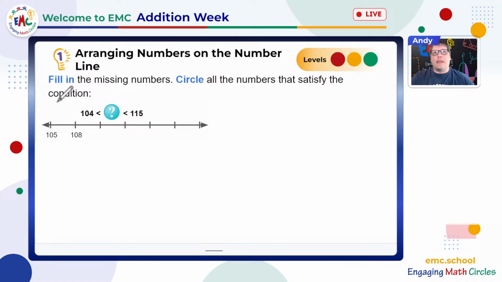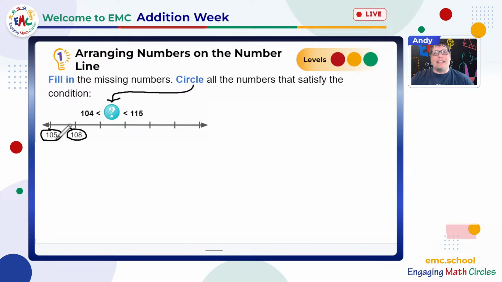Okay, we've got some numbers. We want to circle all the numbers that satisfy this condition. The numbers have to be between 104 and 115. On the number line, we have 105. That's already good, so we're going to circle it. 108, that's good too. But what numbers are left to fill in this number line? Okay, we're going to need a few more.